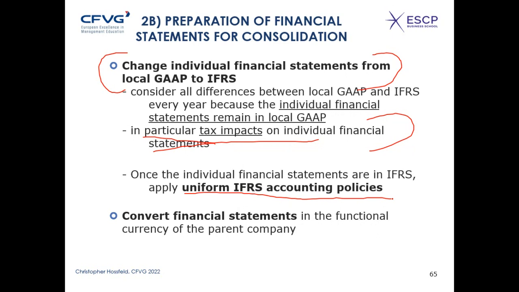Okay, so change to IFRS. All right, harmonize everything inside IFRS. And then last but not least, change the currency, because the consolidated financial statements have to be in the currency of the parent company. So if it's in Europe, you have euro, or the UK, you have British pounds, Japanese yen, US dollar, etc., all depending on where the subsidiary is.